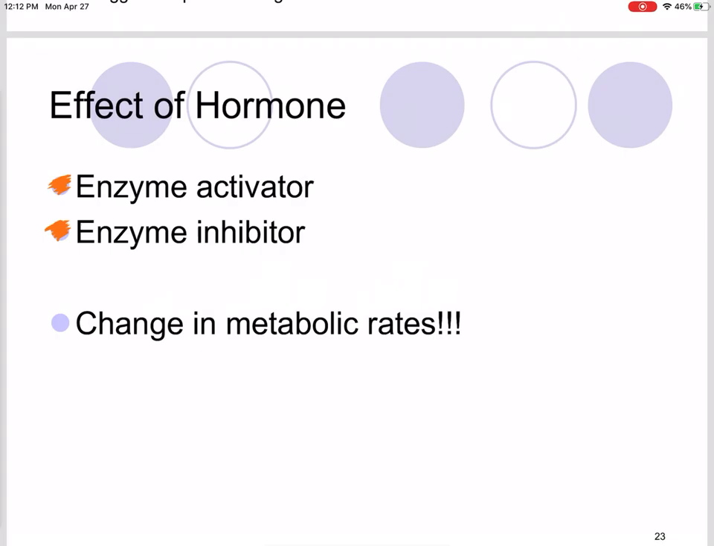Other hormones can be inhibitory. If we talk about the catecholamines, epinephrine, norepinephrine, when these hormones reach the kidneys, their effect is inhibitory. So they actually inhibit enzymes within that target cell. And of course, by either activating or inhibiting enzymes, we're changing that cell's metabolic rate.